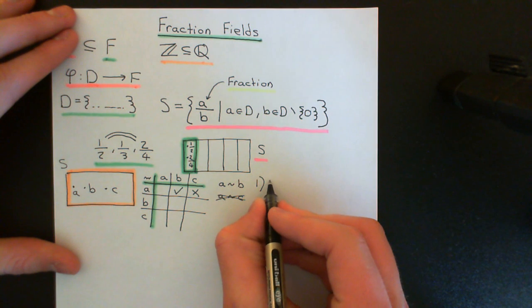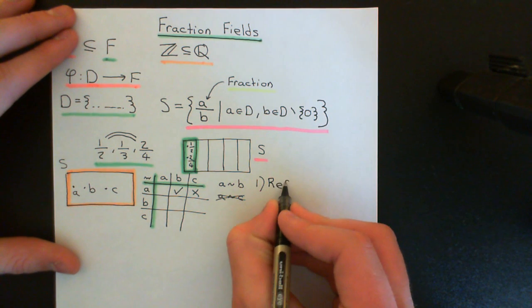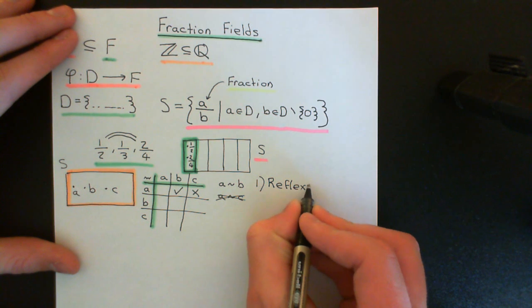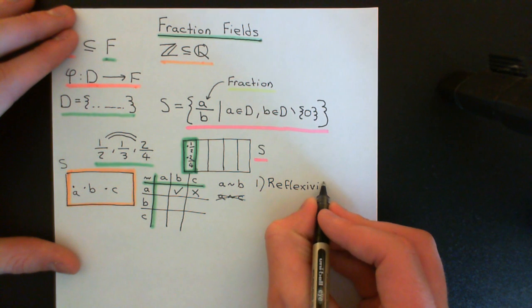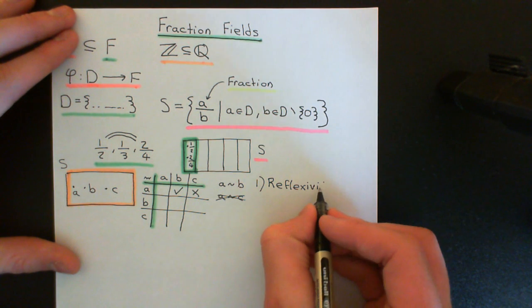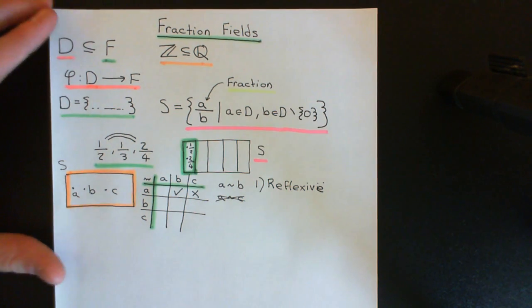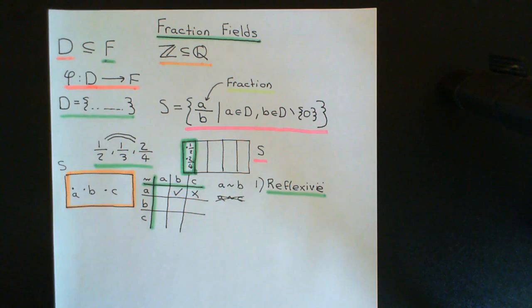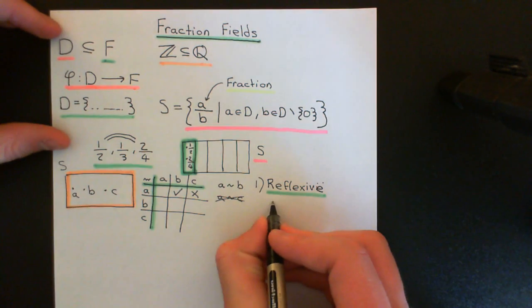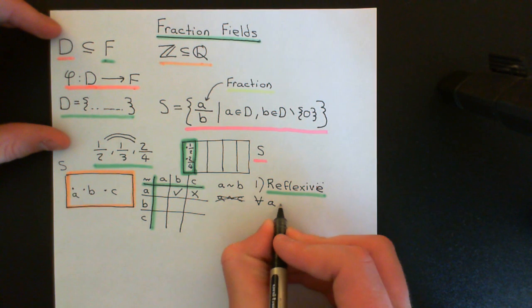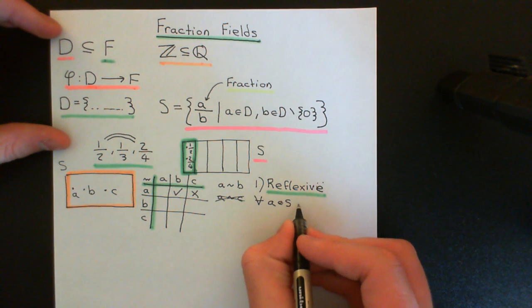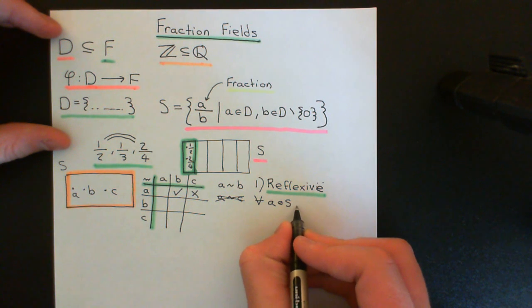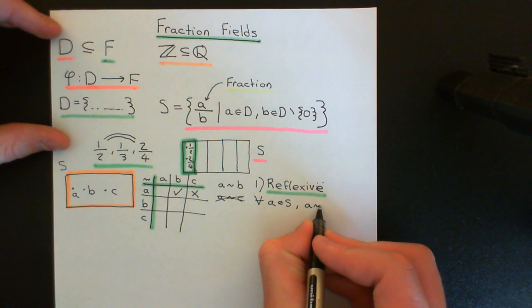They all have fancy names, but they're incredibly simple. So axiom number 1 is reflexivity. Or rather, instead of calling it reflexivity, I'll just call it reflexive. So we want the equivalence relation to be reflexive. Now what does reflexive mean? It means that for all A an element of the set, capital S, it should be the case that A is related to A.